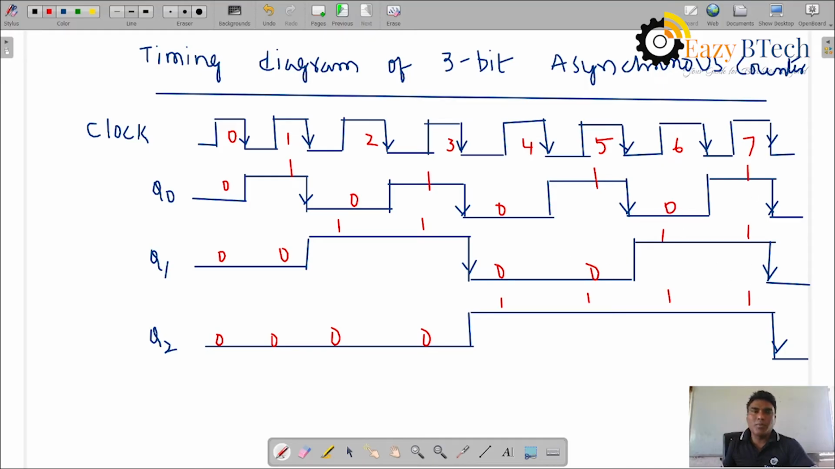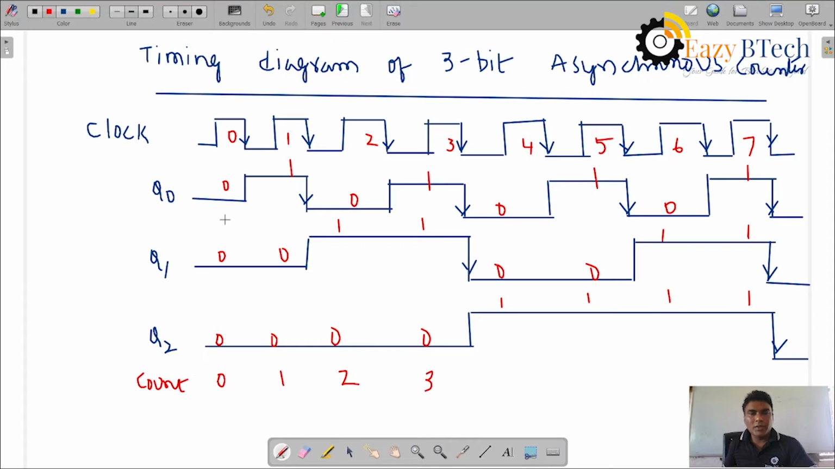This is a timing diagram. This is the timing diagram of the asynchronous counter. So Q naught, Q1, Q2. The first count will be 0, and then 1, 2, 3. This is the count.